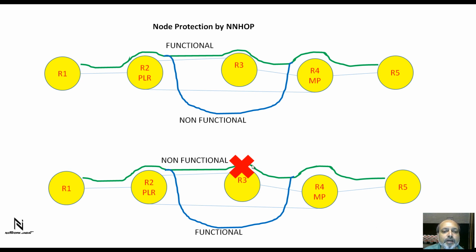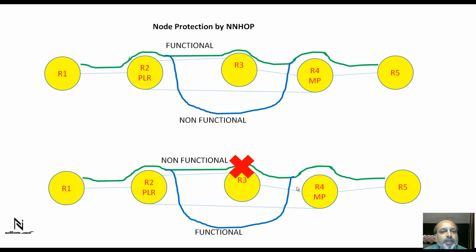So whenever that node becomes faulty, this green MPLS TE path becomes non-functional. And within a split, within a fraction of a second, within a milliseconds interval, this combination of blue-green MPLS TE path comes up. Now this blue portion of this TE path has its MP, or merge point, at the next to next hop router, right? That's why it is called node protection by next to next hop.